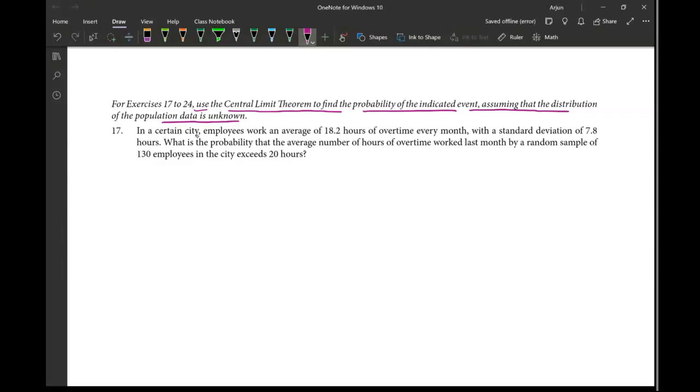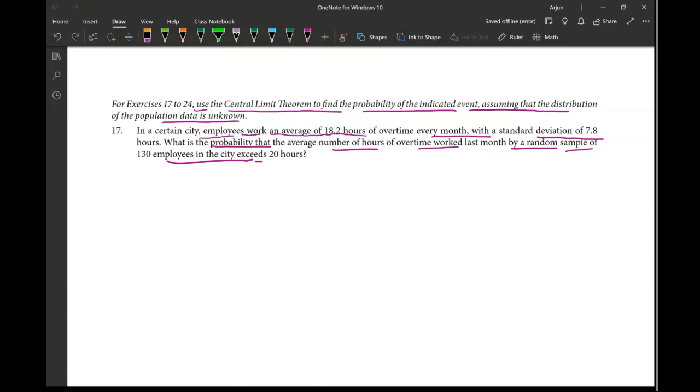It clearly says in this question that in a certain city, the employees work on average 18.2 hours overtime every month, with a standard deviation of 7.8 hours. What is the probability that on average the number of hours worked overtime each month by a random sample of 130 employees in the city exceeds 20 hours?